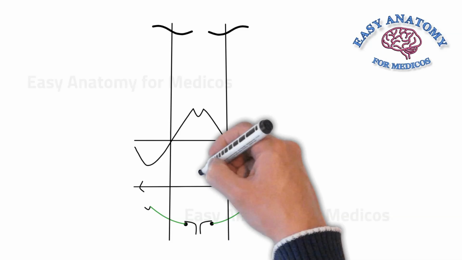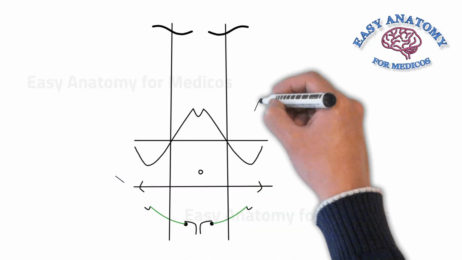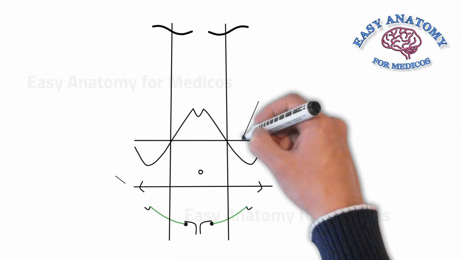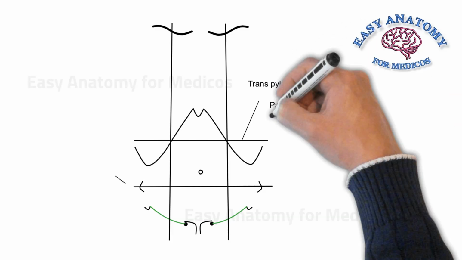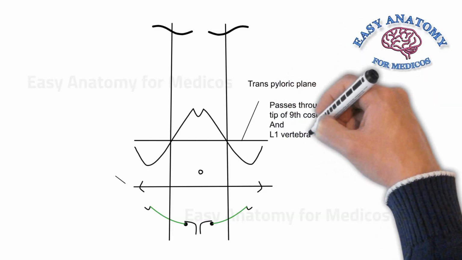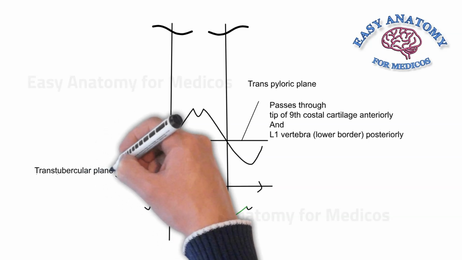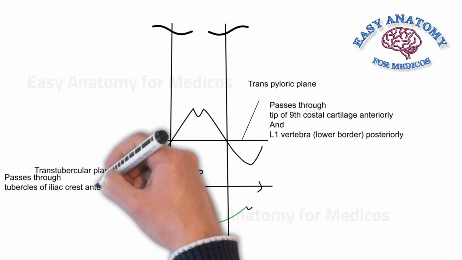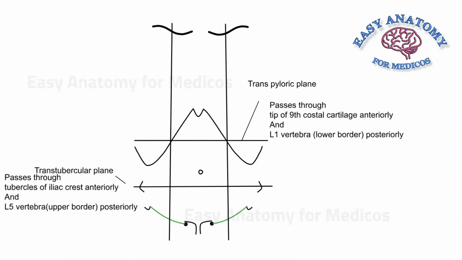Let's draw horizontal planes. First plane is the transpyloric plane. It passes through the tip of the 9th costal cartilage anteriorly and the L1 vertebra posteriorly. The transtubercular plane passes through the tubercle of the iliac crest and the L5 vertebra posteriorly.